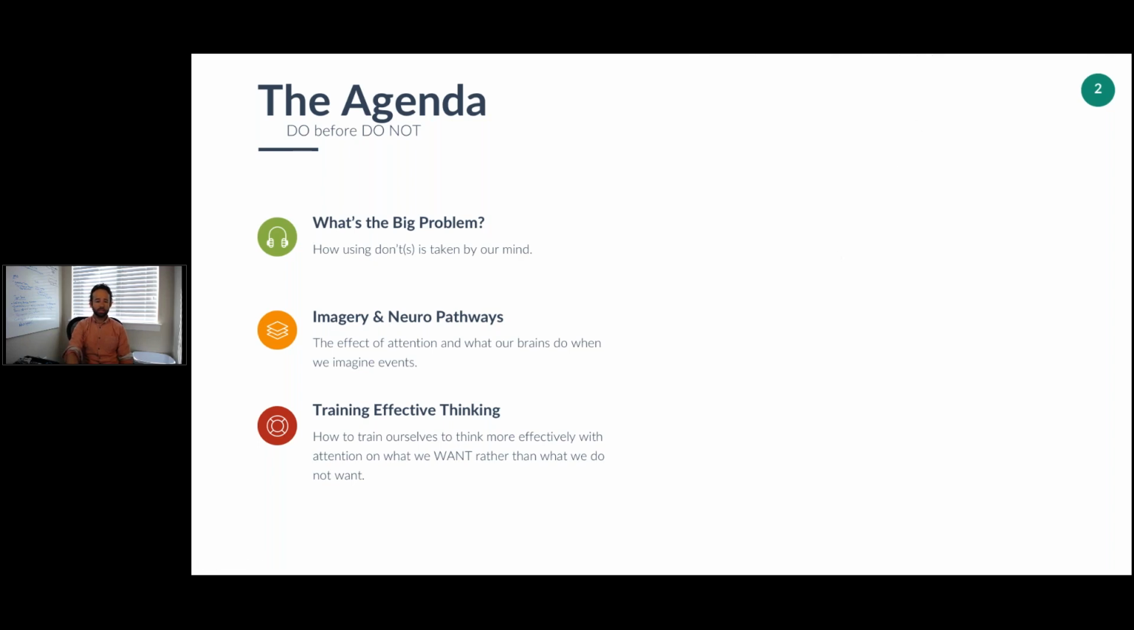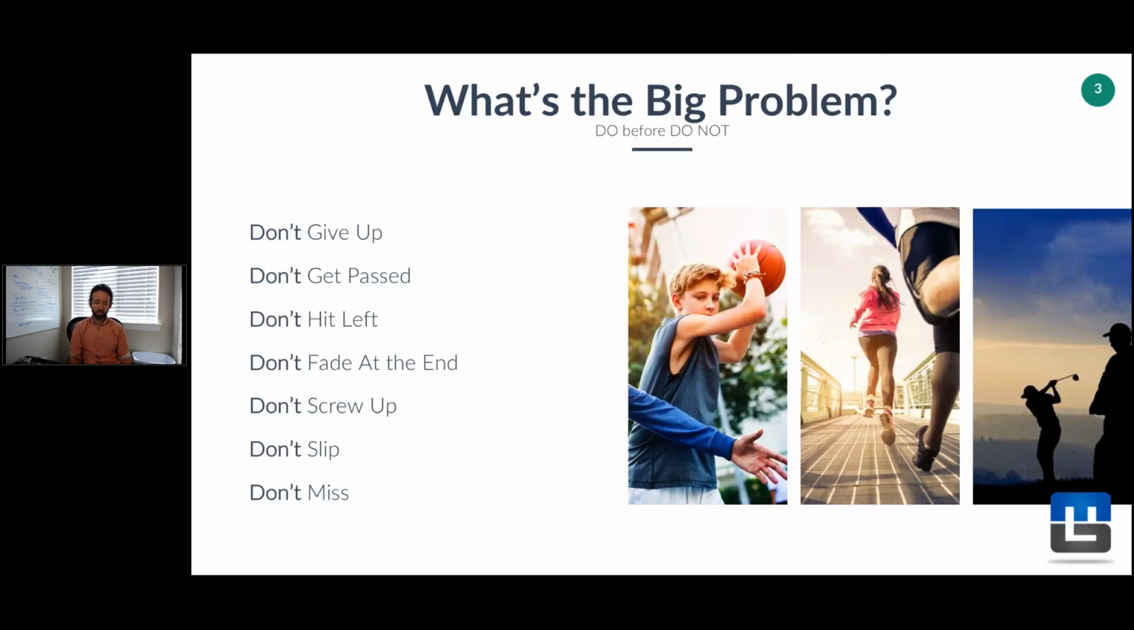So what's the big problem? Well, if we start off with this whole idea that we're inside of competition, we're inside of training, we think about things like don't give up, or don't get passed, or don't hit left if you're a golfer or a batter or a baseball player, things like that. Don't fade at the end. That might come into your mind. Don't screw up, don't slip, don't miss. These little things come into our head all the time.